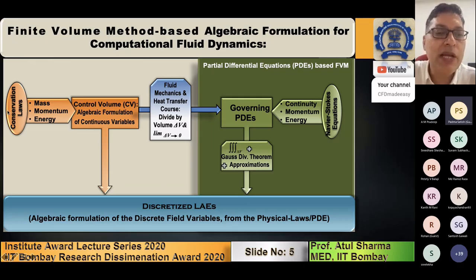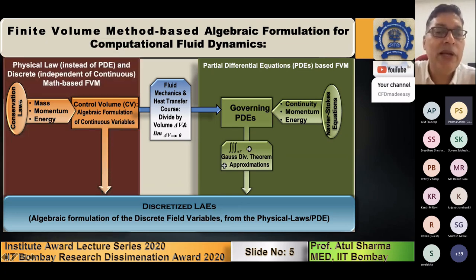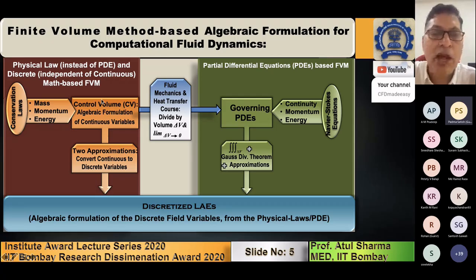So this conservation law is like a mother, and this differential equation is like a child born using continuous math. So I had come up with a strategy where, instead of using the partial differential equation, we start with a physical law, which we always start with in our undergraduate course in fluid mechanics and heat transfer, and use a discrete math-based finite volume method, independent of continuous math. I have come up with the formulation and presented it in the book to derive the same set of linear algebraic equations which are the governing equations in CFD, using the physical law and discrete math-based finite volume method.